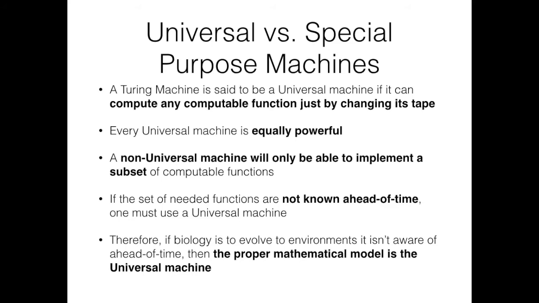And I hope you're getting the idea right now that the tape is a lot like the genome. Okay, so if you change out the genome, you get a different organism. So, therefore, if biology is to evolve to environments it isn't aware of ahead of time, then the proper mathematical model for that is a universal machine. Okay, so that's the type of machine that we have to use for modeling if we're going to analyze evolution as it has to happen for neo-Darwinism to be true.